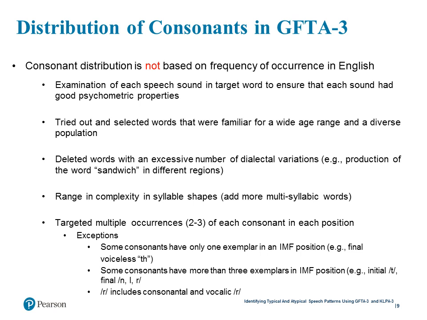We looked for targeted multiple occurrences. We tried to get at least 2 to 3 of each consonant in each word position, but there were some exceptions, and that had to do with the frequency of how often they occurred in the English language. So, for example, some of the consonants only have one exemplar in either initial, medial, or final position, such as the voiceless TH. It just doesn't come up that often in English. Also, some consonants will have more than 3 exemplars in word position. Some examples we could come up with are in final N and L and R.